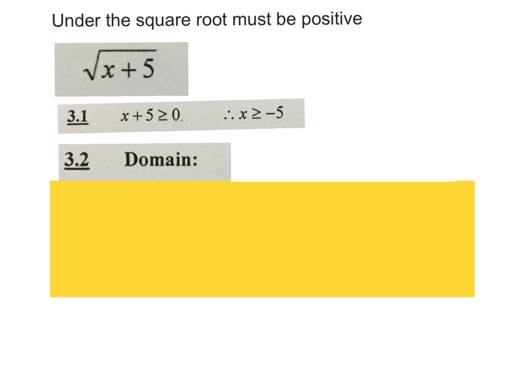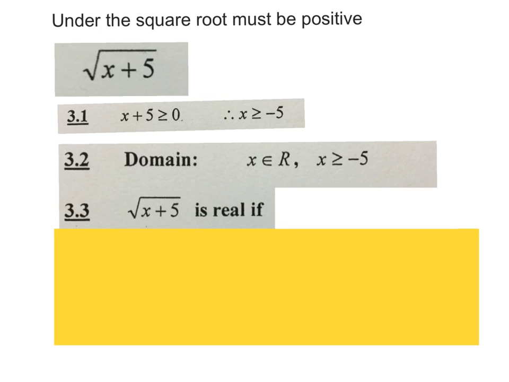A typical question you can run into now is they can ask you, what is the domain of this expression? That means what x values will work on this expression. Then you will write, x is an element of real numbers, x is bigger than or equal to minus 5. Another question they love asking is, for what values of x is this expression real? So this expression will be real, in other words, working, if x is an element of real numbers, as long as x is bigger than or equal to minus 5.